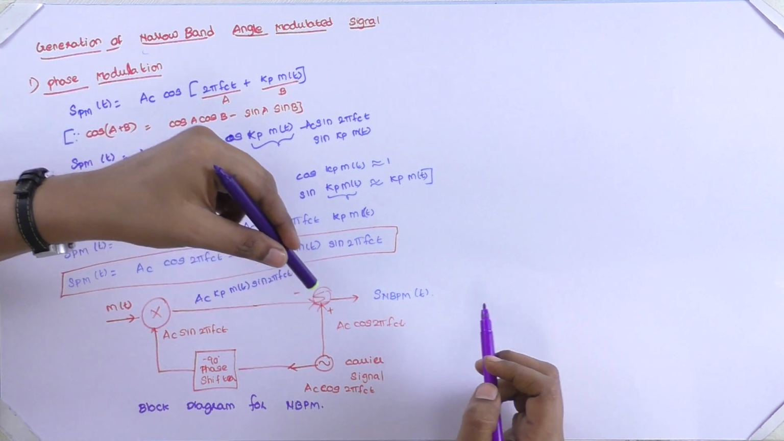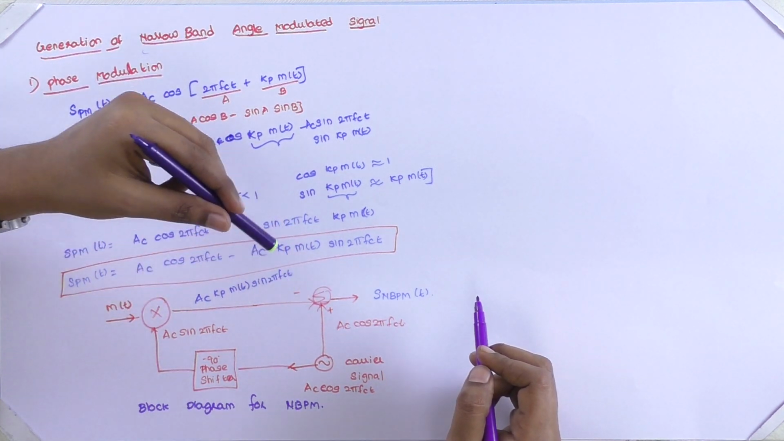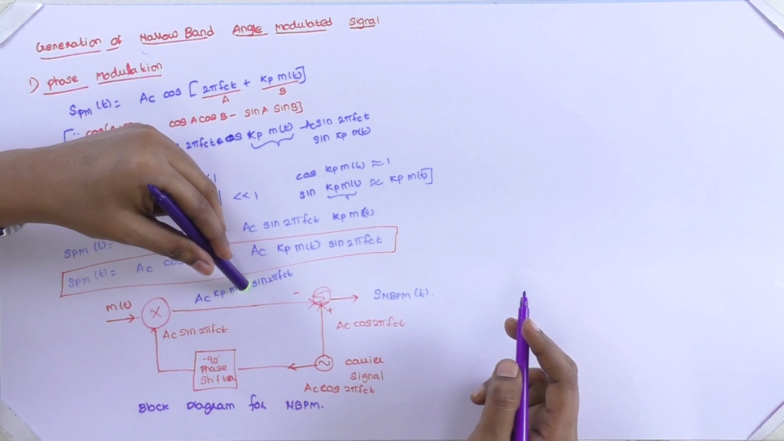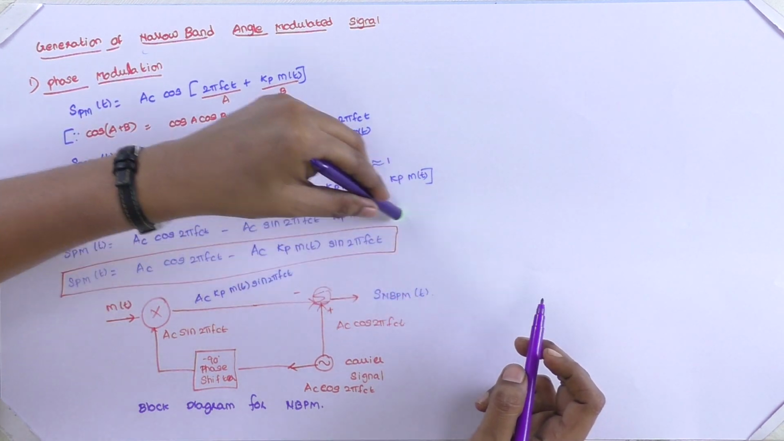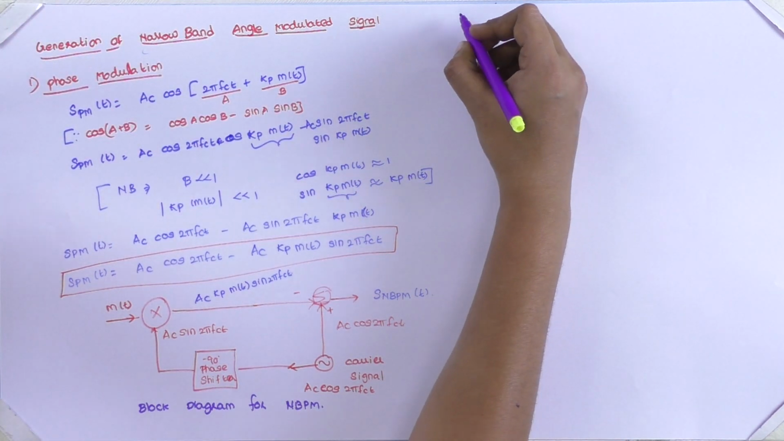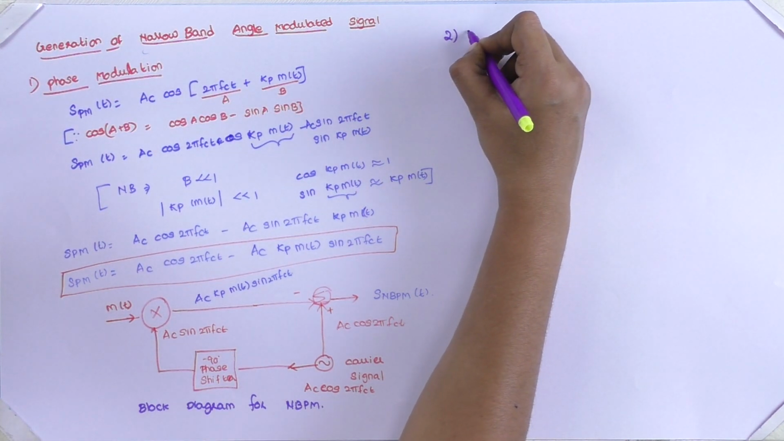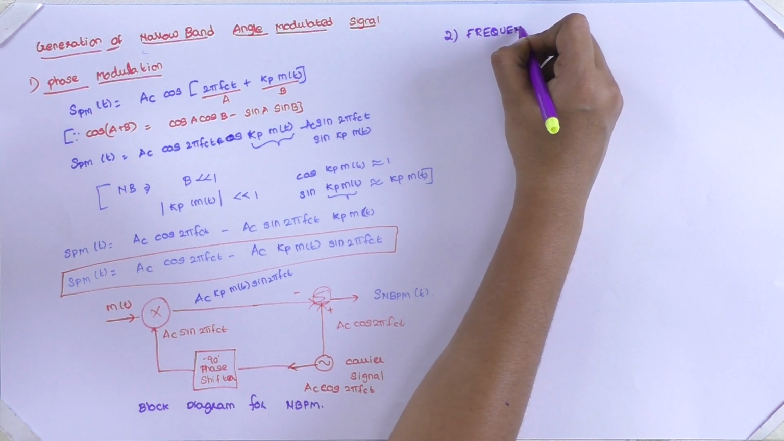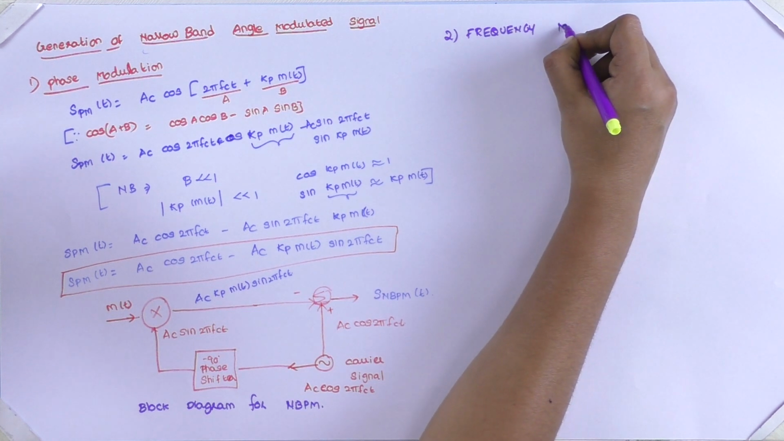So now we have the final expression AC Kp m of t sin 2 pi fct. This whole term will be negative. Therefore, AC cos 2 pi fct minus AC Kp m of t into sin 2 pi fct. So this solves our time domain expression for narrow band phase modulated wave. We will move on to the next topic, frequency modulation. How to generate the frequency modulated wave.